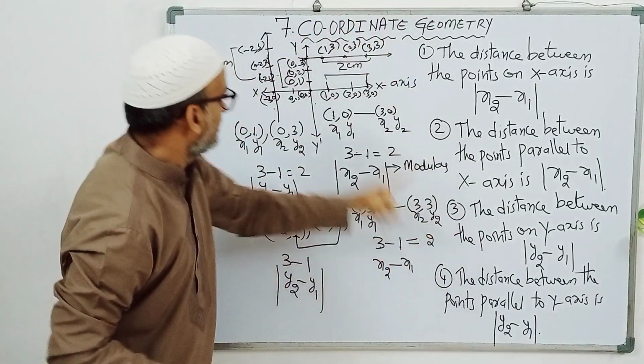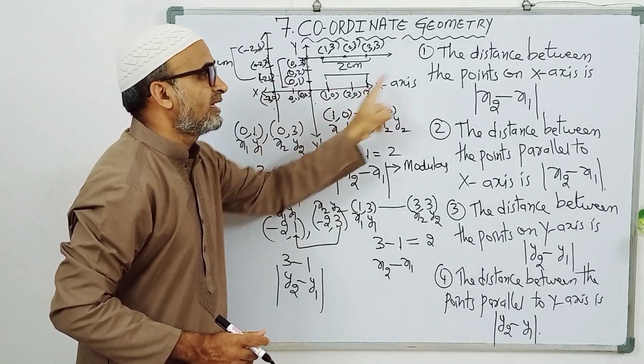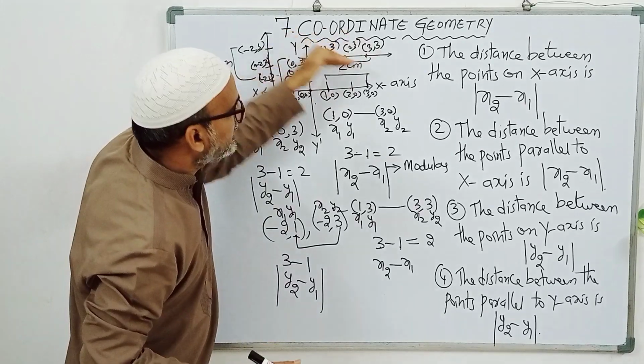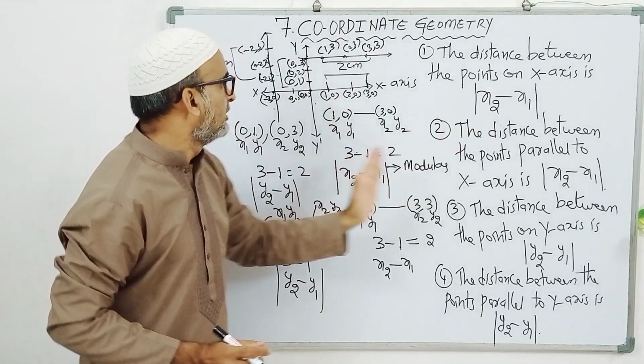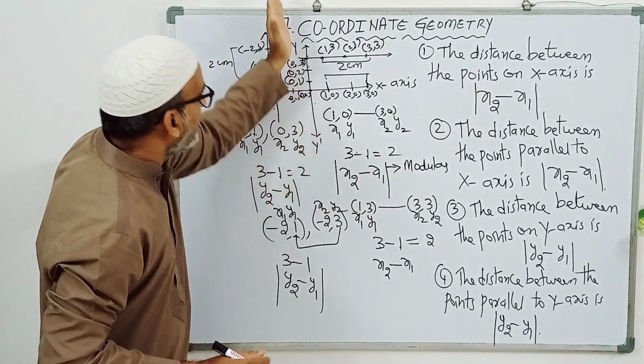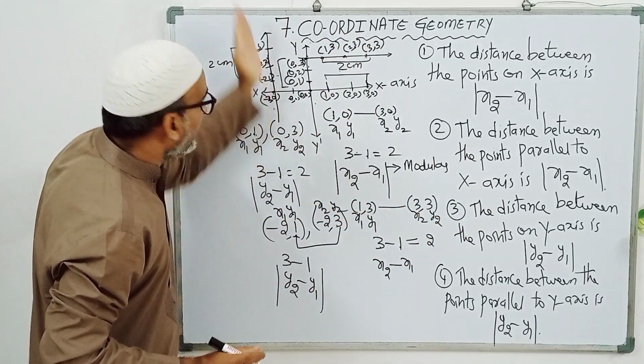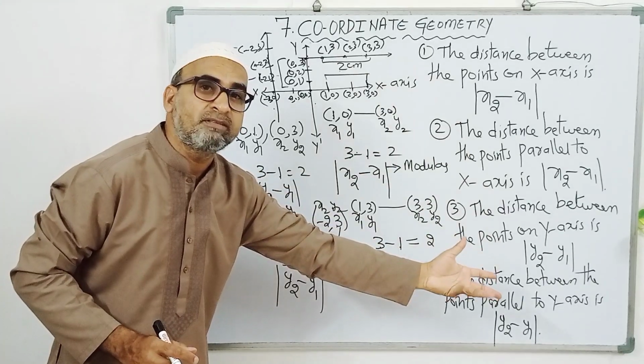4 important points. The distance between the points on x-axis: modulus of x2 minus x1. The distance between the points parallel to x-axis: modulus of x2 minus x1. The distance between the points on y-axis: modulus of y2 minus y1. The distance between the points parallel to y-axis: modulus of y2 minus y1.